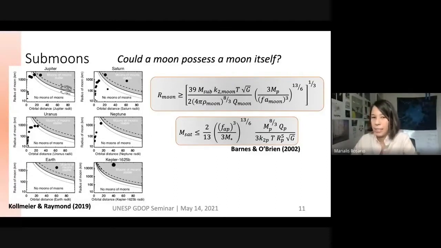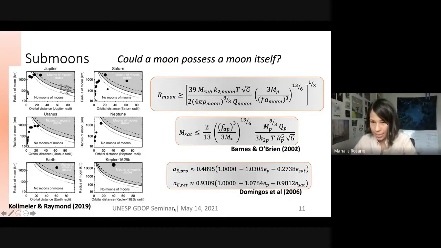So essentially, Kollmeier and Raymond introduced an analytical expression for the radius of the moon, and they based their analysis on both Barnes and O'Brien and Domingos et al. 2006. Here we can see that Barnes and O'Brien derived an analytical expression for the mass of the satellite to survive the tides, whereas Domingos et al. essentially derived an expression for the semi-major axis of a prograde or a retrograde satellite.